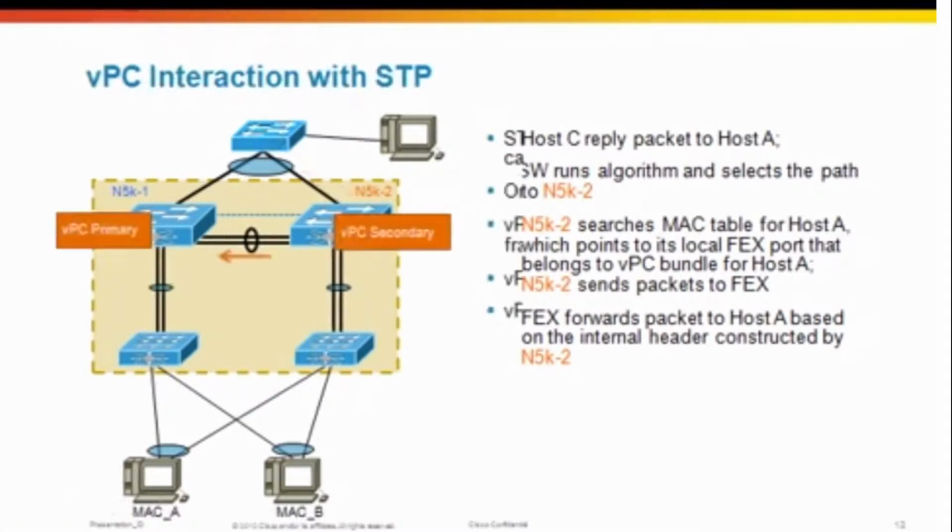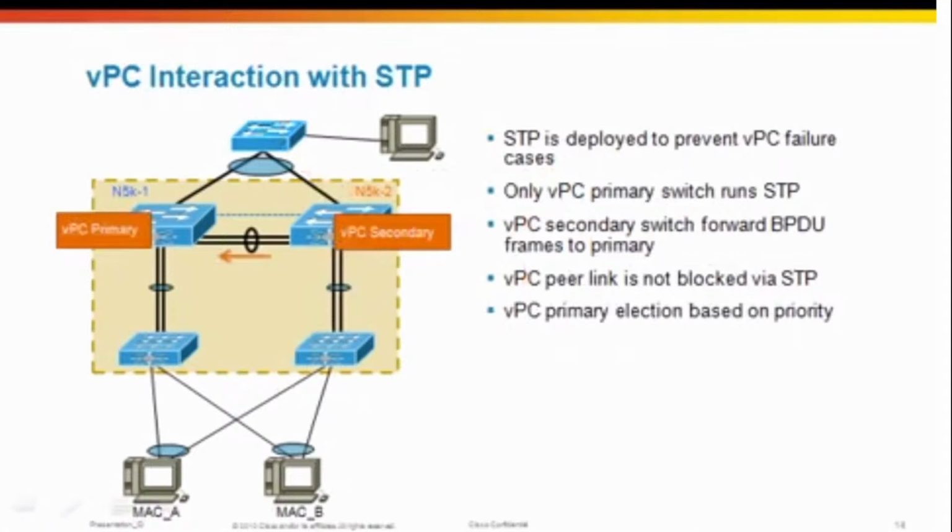Now let's move on and talk about VPC interaction with spanning tree. Spanning tree protocol is deployed to prevent VPC failure cases. Only the VPC primary switch will be running spanning tree protocol. The secondary VPC member, here 5K2, will forward BPDU frames to the primary. Also keep in mind, the VPC peer link is not blocked via spanning tree.